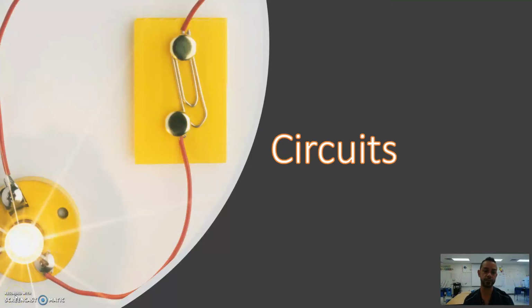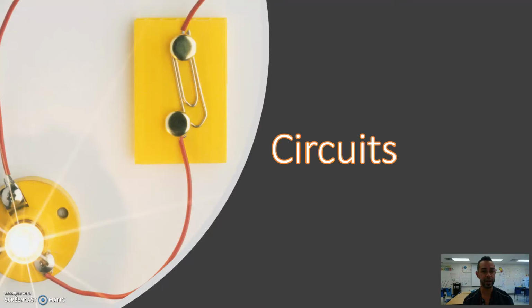This time we are going to be talking about circuits. We were using circuits in the classroom because we are learning about the 5 forms of energy. And one of the forms of energy is electricity. So we were using a circuit to demonstrate how electricity works.